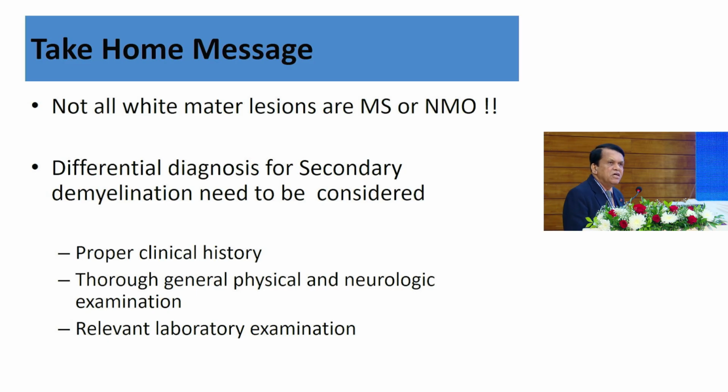Proper clinical history is extremely important. The previous speaker was emphasizing the clinical history. In the same way, the clinical history plays an extremely important role to show that there is dissemination in space and time. Multiple sclerosis means disseminated sclerosis, dissemination in space and time. A thorough general physical and neurological examination is required, and relevant laboratory examination will help us in confirming the diagnosis and ruling out secondary demyelination. So what was considered a demyelinating degenerative disorder, a chronic inflammatory disorder, has now become amenable to therapy. Thank you very much.